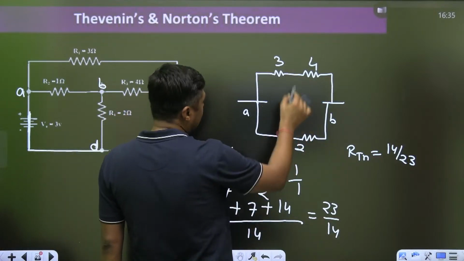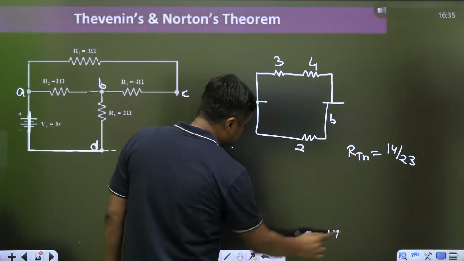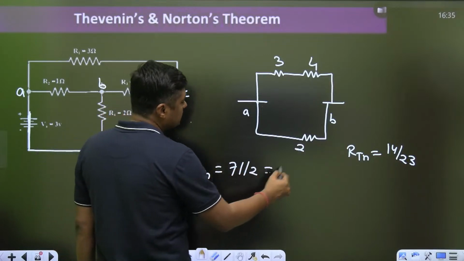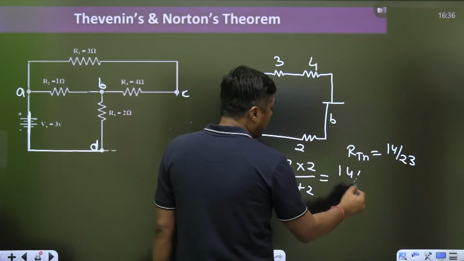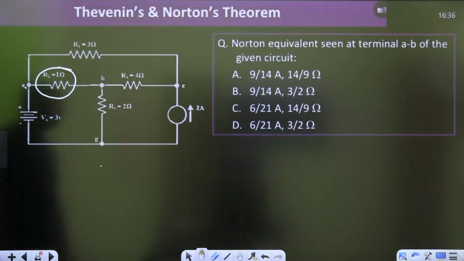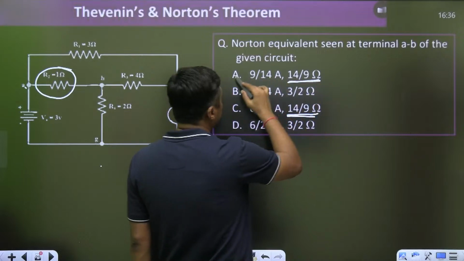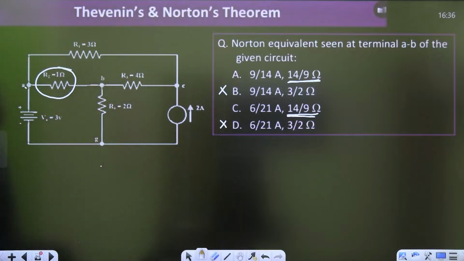Now 1/7, this is the 7 parallel with 2, and when the 7 is parallel with 2, what will be the answer across AB? 7 parallel with 2, that is nothing but 7 into 2 upon 7 plus 2. What is the answer? 14 upon 9 ohm. So we have the answer 14 upon 9. So there may be two options, A or C. B wrong, D wrong. Okay. So ये है, we have to remove the 1 ohm load from this point.